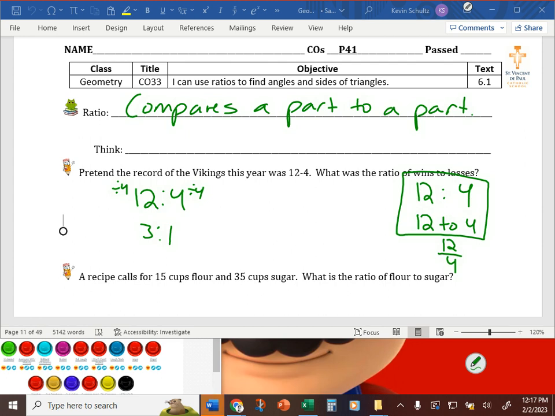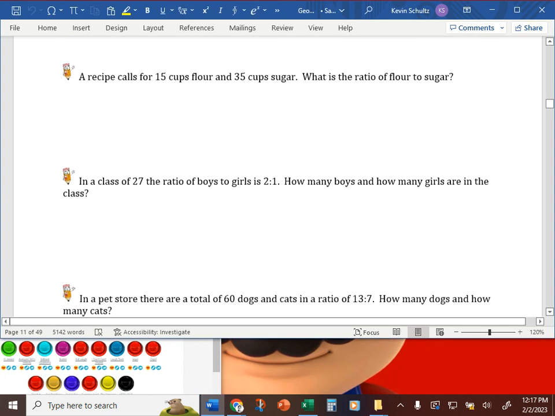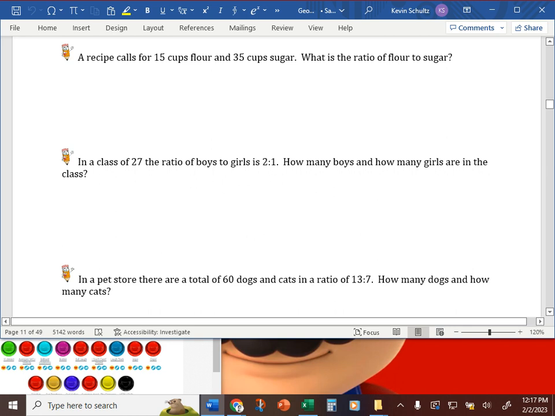Back to ratios, our introduction to proportionality here. Next question. A recipe calls for 15 cups of flour and 35 cups of sugar. What is the ratio of flour to sugar? The order matters here. If it asks for the ratio of flour to sugar, make sure you put it in flour to sugar order. So the 15 would have to come first, and the 35 would have to come second.